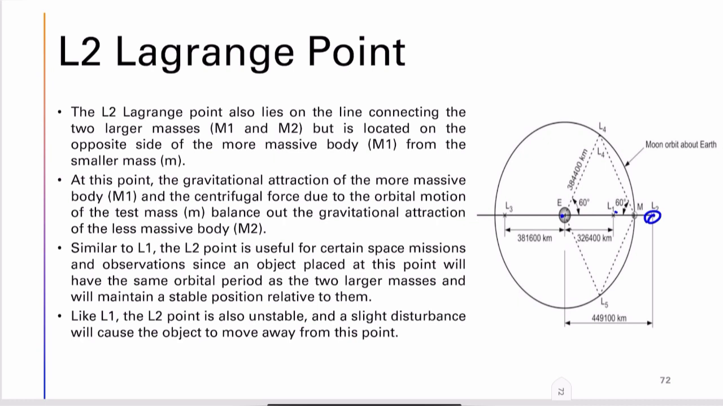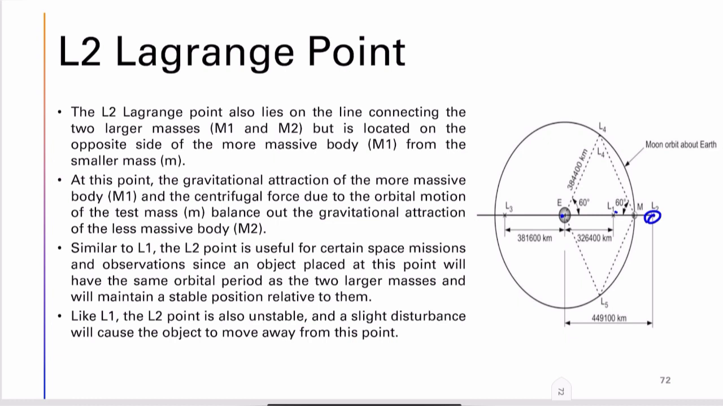At this point, the gravitational attraction of the more massive body M1 and the centrifugal force due to the orbital motion of the test mass balance out the gravitational attraction of the less massive body M2.